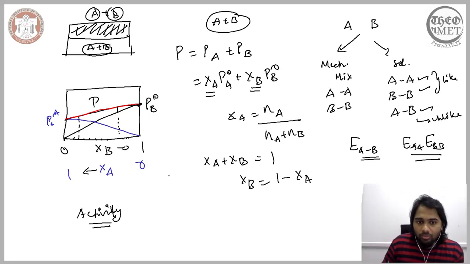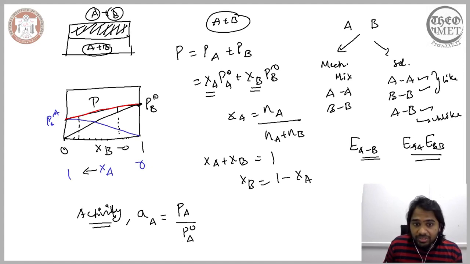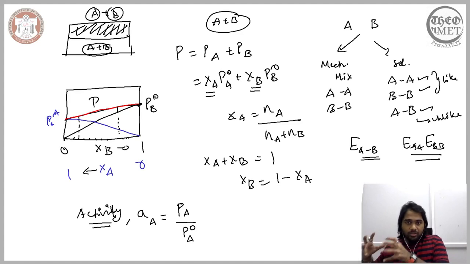Now the activity of A, as I considered, is often represented by a_A, and the activity of element A is equal to the ratio of the partial pressure of A to the saturated partial pressure of A. This partial pressure of A is in the presence of a solution, and the saturated vapor pressure is when you have only the elemental form of A. So the activity of A in a solution is nothing but the ratio of the vapor pressure of A because of that solution and the vapor pressure of A when it is present alone in its elemental form.